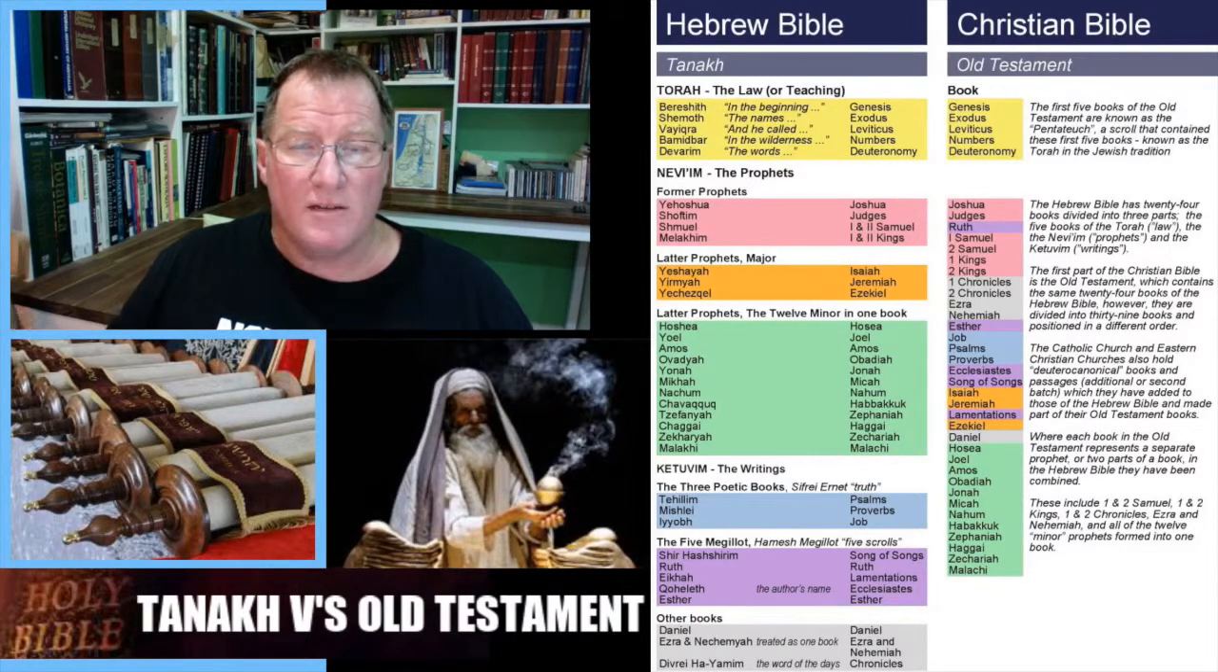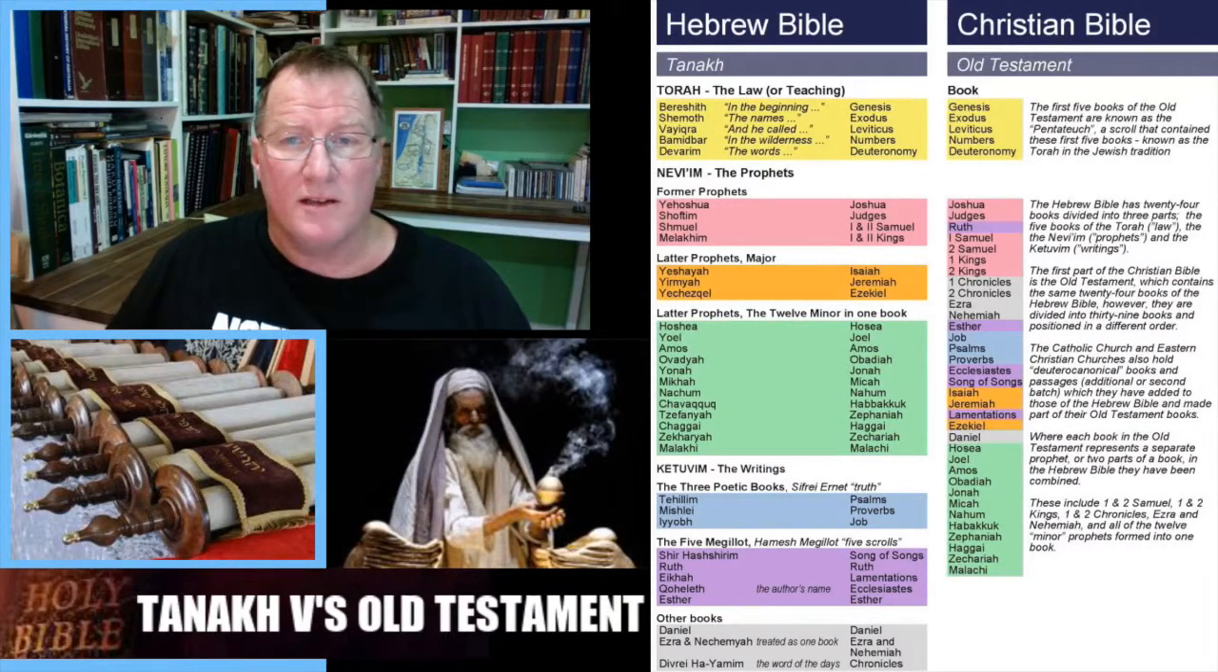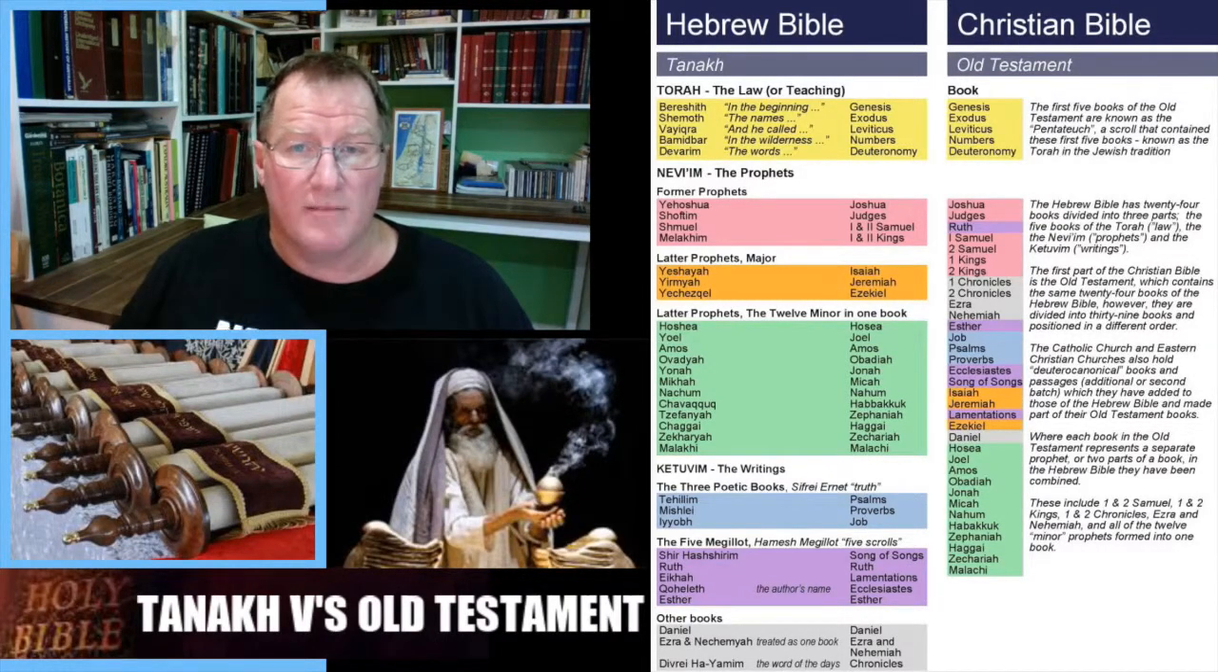Now moving down, if you look lower down to the blue band there in the Ketuvim, or the writings, the first 3 poetic books are Psalms, Proverbs, and Job, and they're all grouped together. Then we have what's called the 5 Megillot, or the 5 scrolls, and that comprises the Song of Songs, Ruth, Lamentations, Ecclesiastes, and Esther. And then we have what's categorized as other books. Now the other books are Daniel, Ezra, Nehemiah, and Chronicles. The difference again is in the organization.